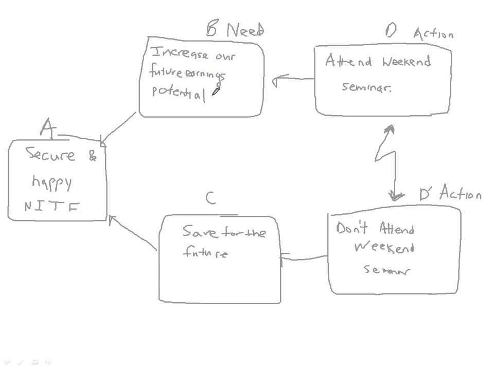In order to increase our future earning potential, I need to attend this webinar, because right now I have these blocks. So the assumption here is that this webinar is going to uncover some blocks for you, or it's going to do something that allows you to do this, right? You've got some assumptions about what's going to come out of that. At the same time, in order for us to be secure and happy now and in the future, we need to save for the future. In order to save for the future, we shouldn't spend that $1,000. We shouldn't attend that webinar. Okay.